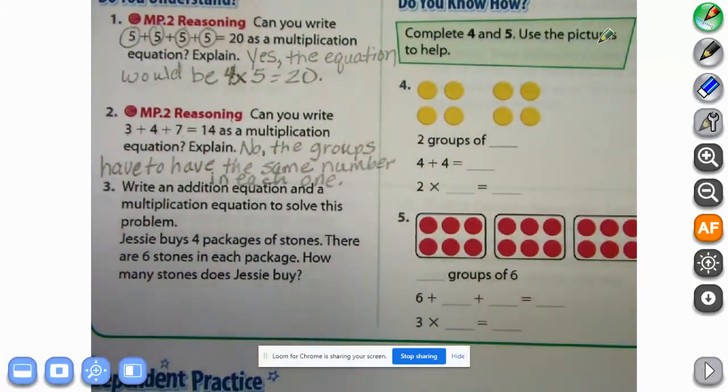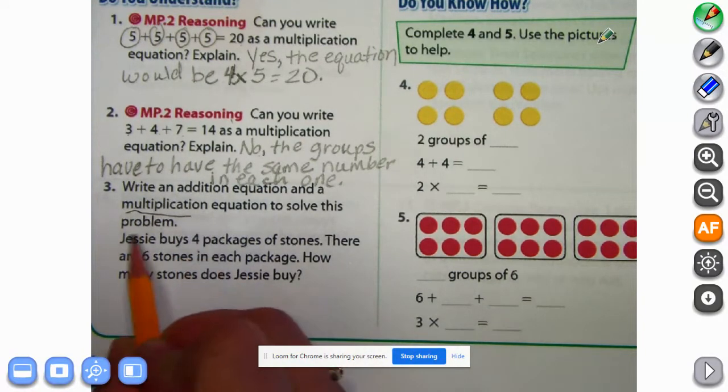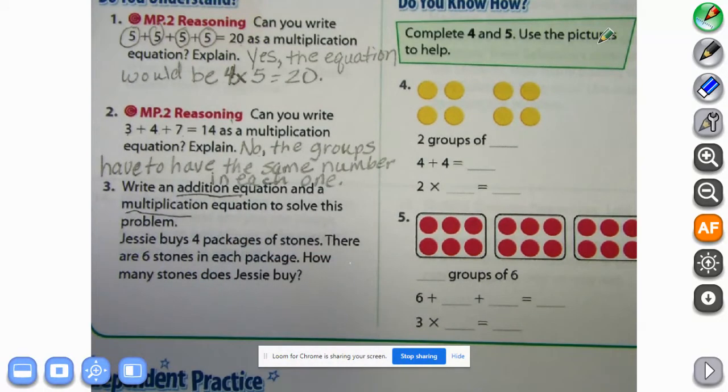A little bit. Okay. Write an addition equation and a multiplication equation to solve this problem. So we're going to do both, a multiplication and an addition equation right here. All right. Jesse buys 4 packages of stones. There are 6 stones in each package. How many stones does Jesse buy?